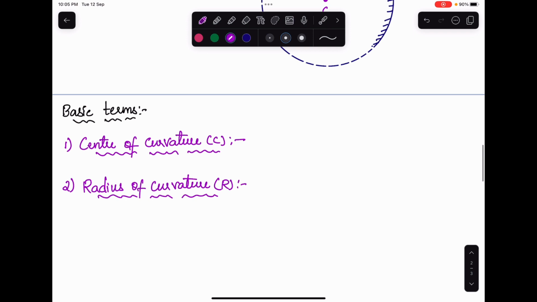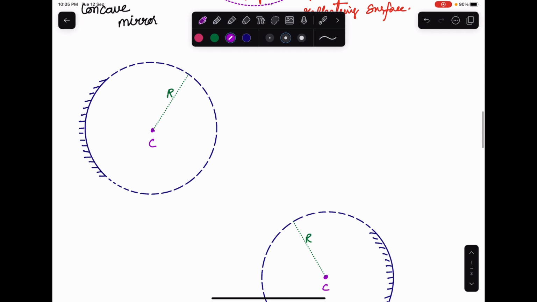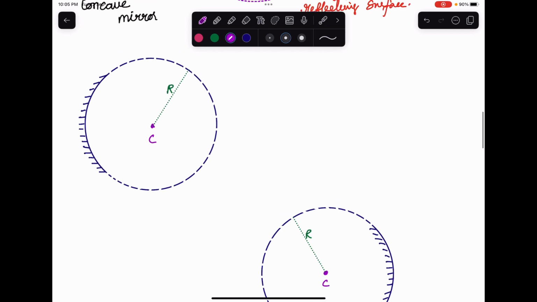And the third one you are going to learn is pole, and it is denoted by P. So what was this pole? You have seen one center, the center of the sphere from which the spherical mirror is taken out. So imagine the James ball once again. The cap of the James ball has a center, the midpoint.